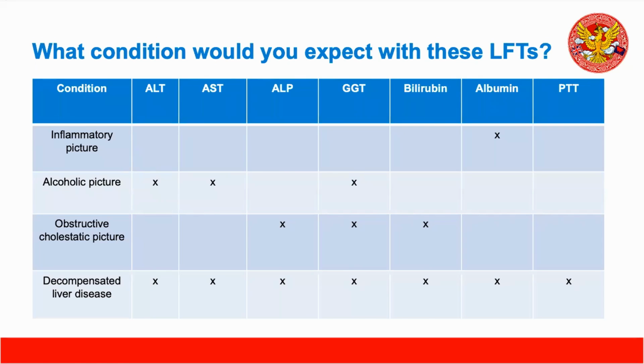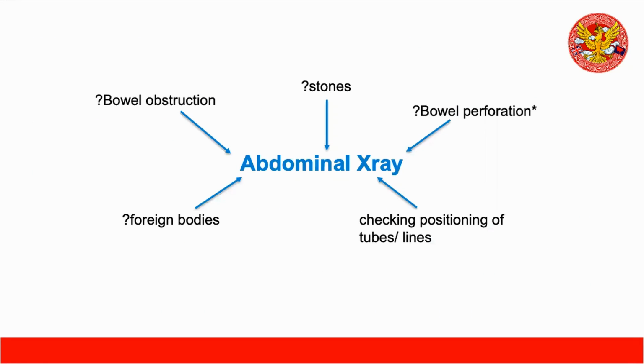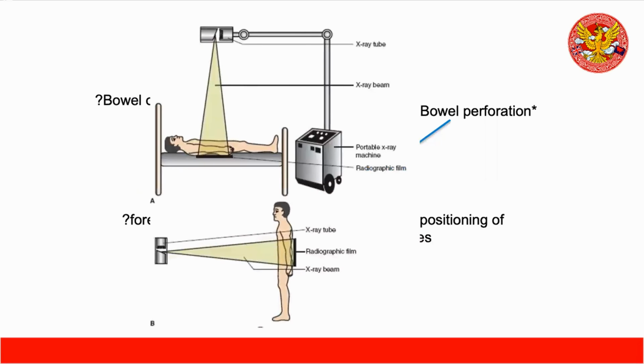I'll just move on. So abdominal x-rays can be used when you suspect bowel obstruction, if you're looking for stones, you suspect bowel perforation, and to check the lines, tubes and line positioning. It can also be done if you're suspecting foreign bodies, for example. You tend to do abdominal x-rays when the patient's lying down, the supine position. However, you can also do it when they're stood up, and the advantage of that is that if you're expecting fluid levels, you can see those a bit more clearly.